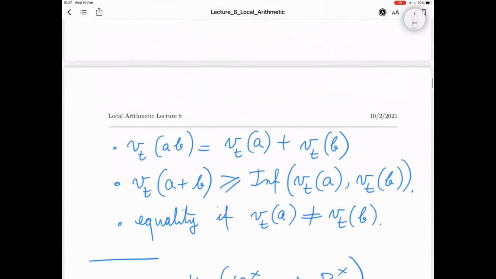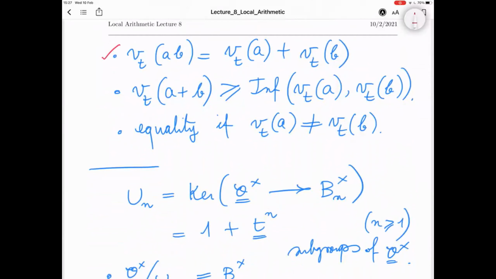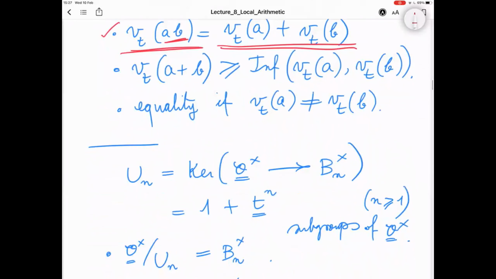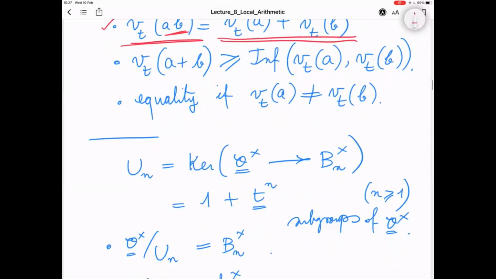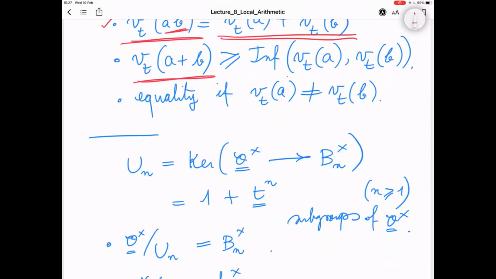So the important properties of this valuation on the field K are, first, that it's a morphism from the multiplicative monoid K to the additive monoid Z union infinity, which is a very fancy way of saying that Vt of a product is the sum of the Vt's. This is the basic property which makes it a valuation. The Vt of a sum is at least the smaller of the two valuations, and you have equality if these two valuations are different.